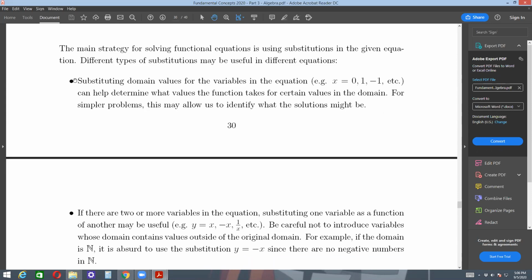So first thing we could do is substitute values in the domain. So for example, usually you would try to figure out what f of 0 is, or f of 1 or something like that. So it might be useful to substitute x as 0, sometimes 1 or minus 1 or things like that. The idea here is if you could figure out what f of 0 or f of 1 is, sometimes you could make substitutions using that to simplify the equation into something you could solve.